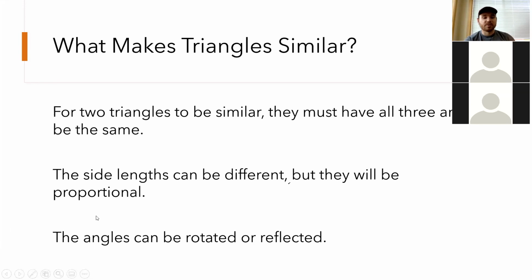And also the angles can be rotated or reflected. So as you guys know, you can turn a shape or you can flip a shape over. It doesn't change what the actual shape is. So I'll give you a minute to write this down. Make sure you've got this in your notes. And then we'll start looking at a few examples.